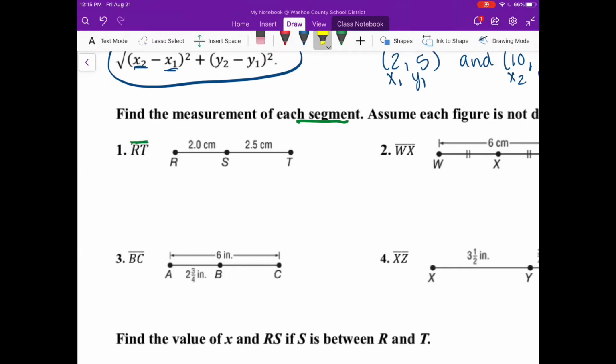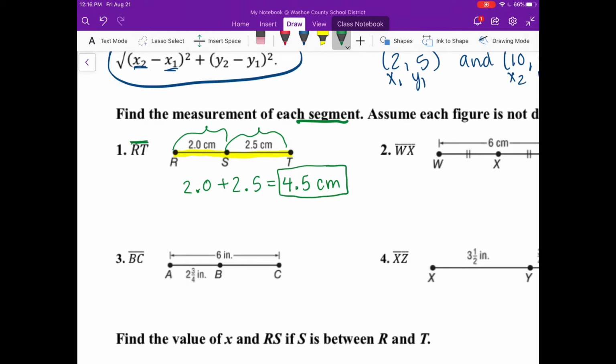So I'm going to highlight where RT is, and in our case, that's the whole thing, okay? So I need to take this piece, 2.0, and add it to this piece. That's how I'm going to get the entire thing, okay? Here's where you can use a calculator if you'd like. 2.0 plus 2.5 comes out to 4.5, and these are centimeters. So I am going to label those units.